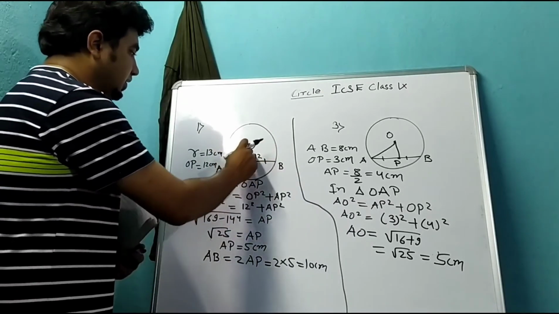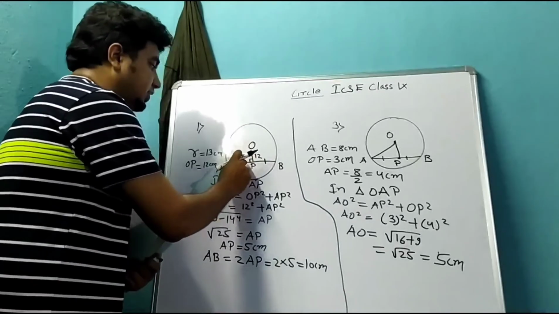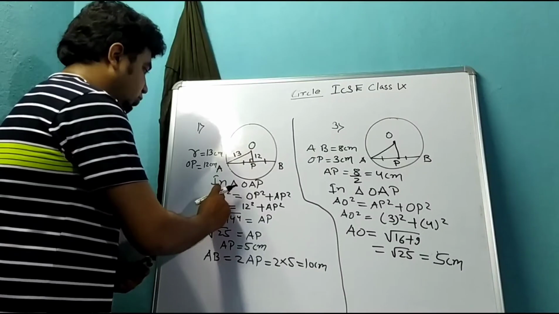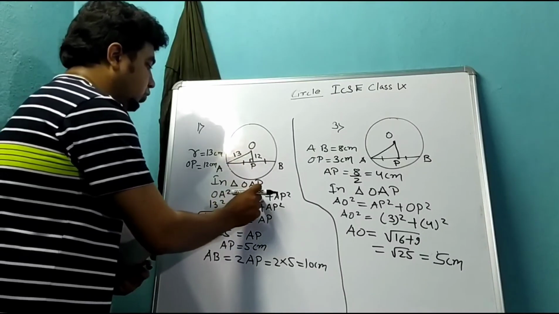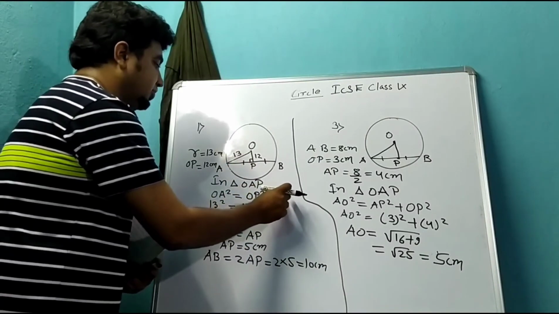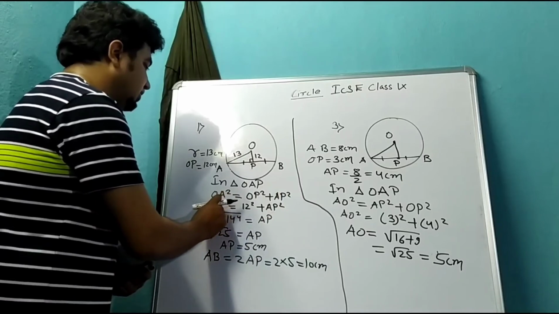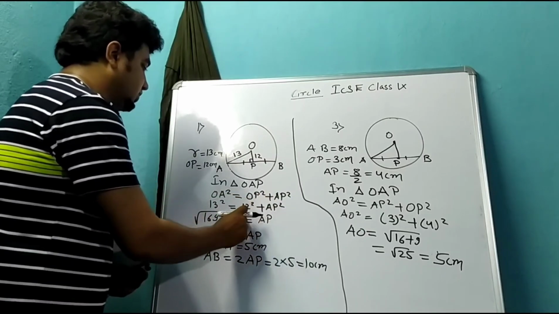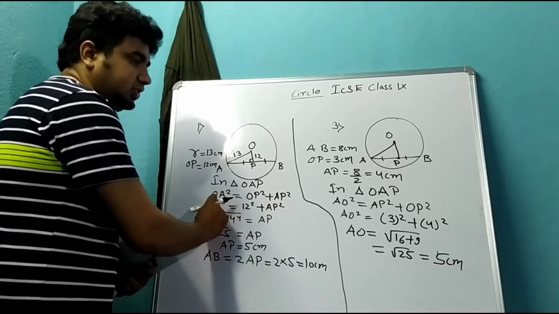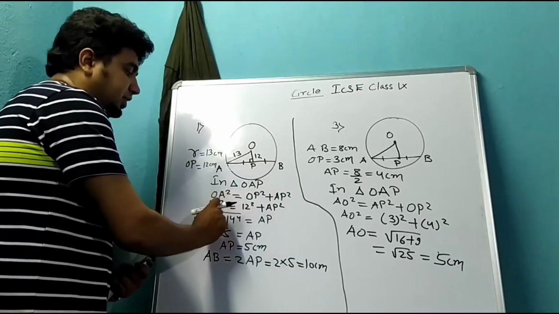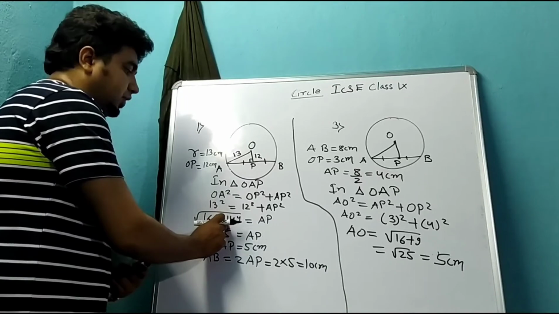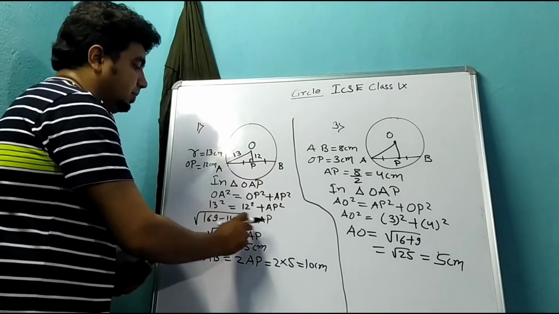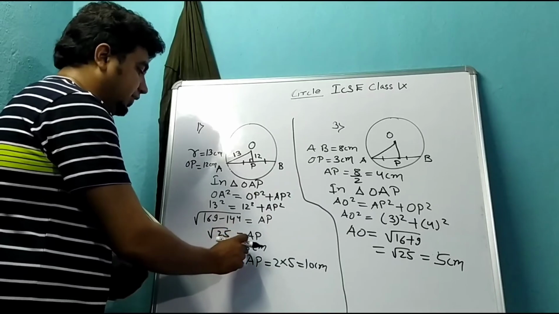In this case, as I know that this triangle is a right angle triangle, in triangle OAP, OA square is equal to OP square plus AP square. So 13 square is equal to 12 square plus AP square. 13 square is 169. This I will take to the left hand side, it will become 144, and I am taking the root of this, so AP is coming out to be 25.